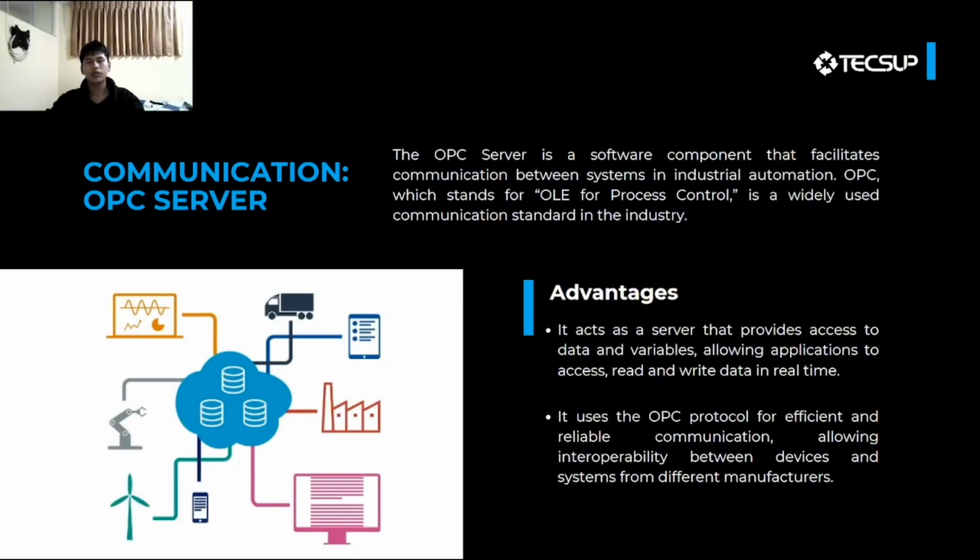Communication: OPC server. The OPC server is a software component that facilitates communication between systems in industrial automation. OPC, which started off only for process control, is a widely used communication standard in industry. It is a server that provides access to data variables, allowing applications to read and write data in real time. It uses the OPC protocol for efficient and reliable communication, allowing interoperability between devices and systems from different manufacturers.